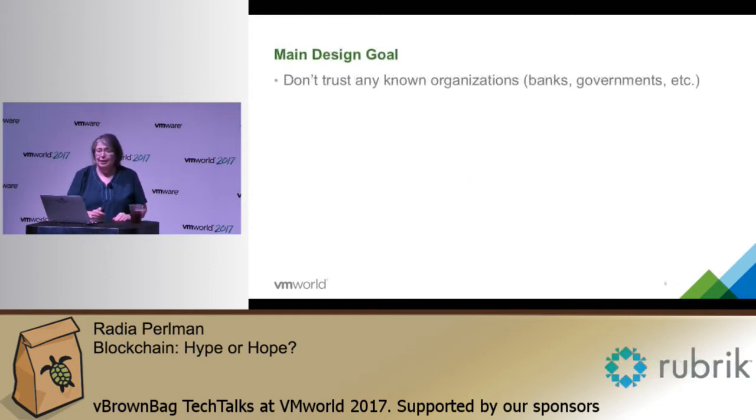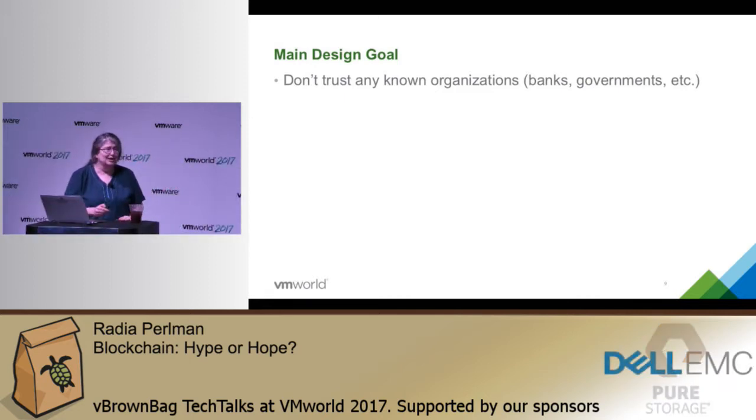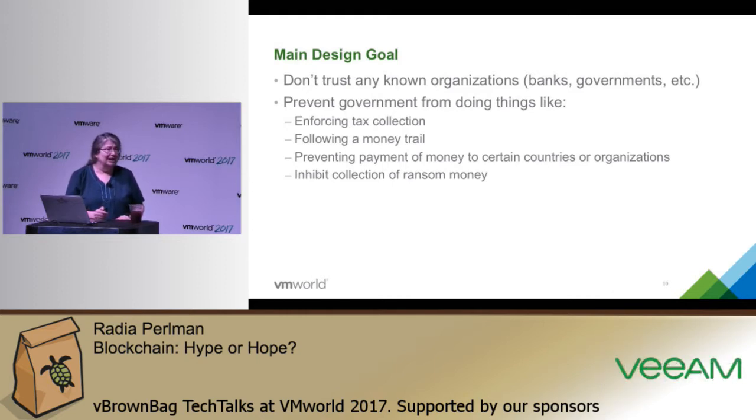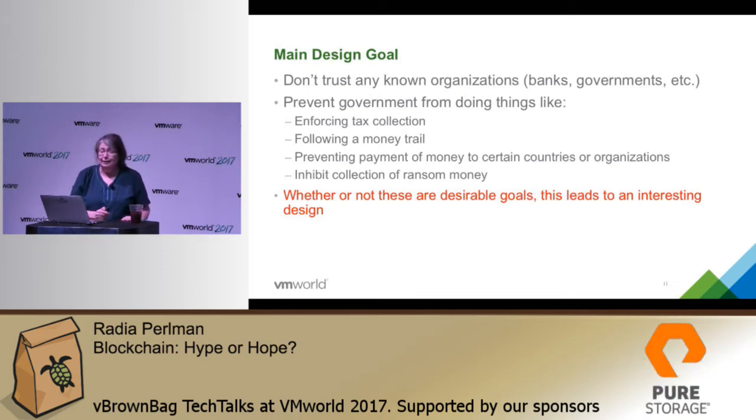And if there actually was a spec with lots of independent implementations, it would be a disaster, as we'll see in the talk. The main design goal, which actually led to a very interesting design, whether or not it's applicable to any other application is certainly arguable, was: let's not trust any known organizations. Sort of an anarchist viewpoint, to prevent governments from enforcing collecting taxes, following a money trail, or preventing you from sending money to terrorist organizations or whatever. Whether or not these are desirable goals, this does lead to an interesting technical design.